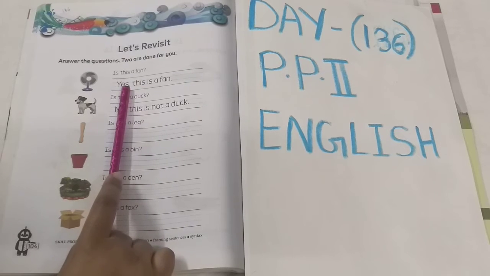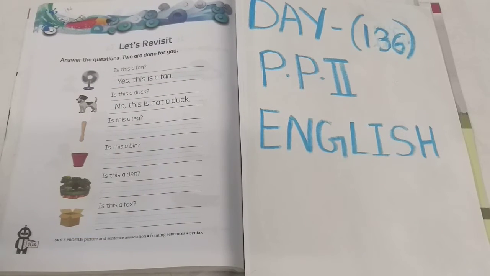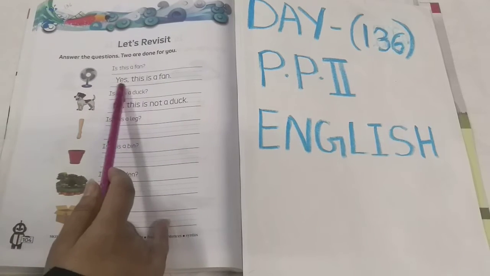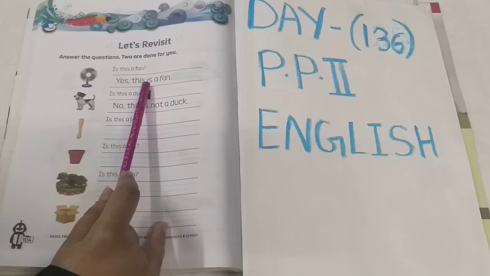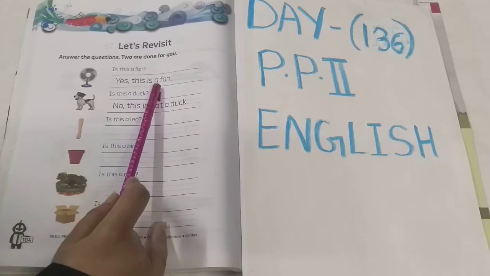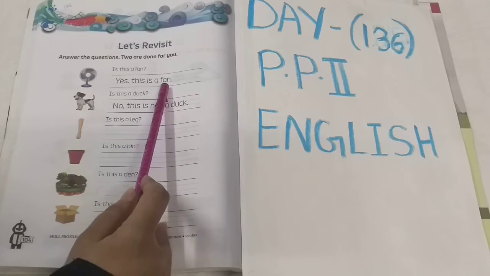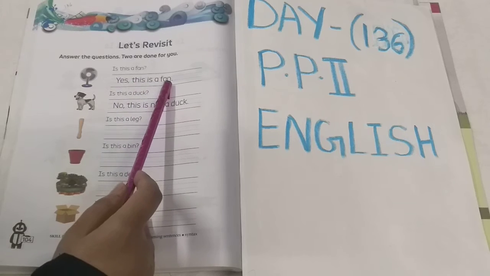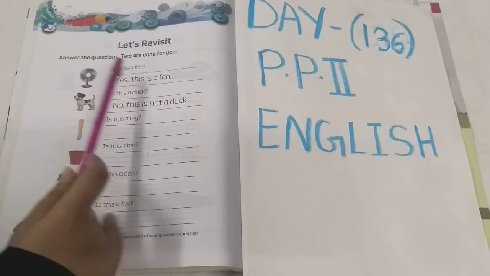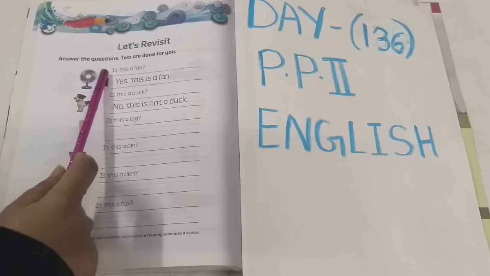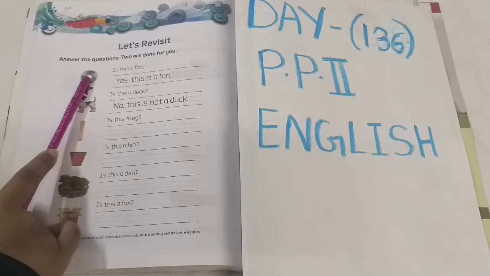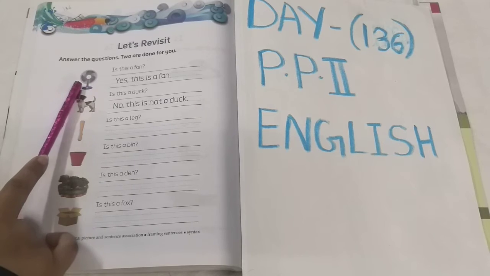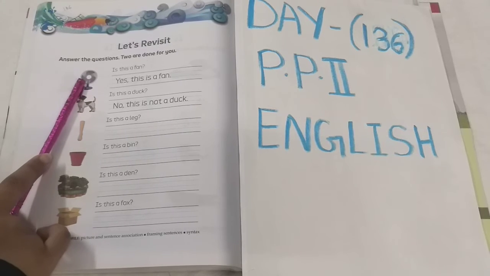After yes, you have to put a comma, children, because it is continuing the sentence. Yes, this is a fan. If anyone asks you, children, by seeing this picture, is this a fan? What do we have to answer? Yes, this is a fan.